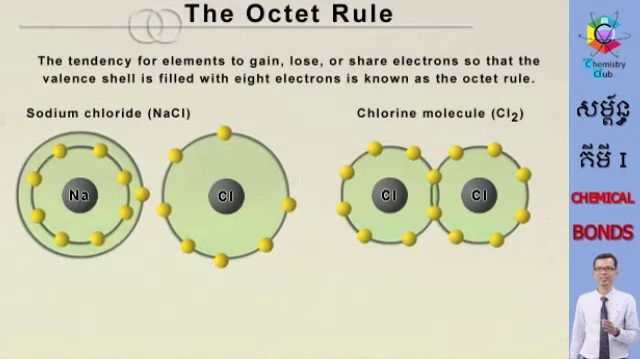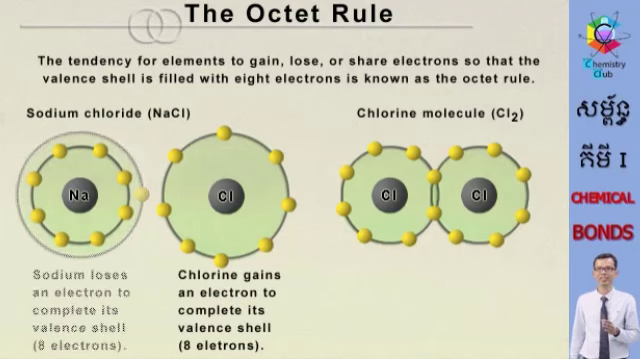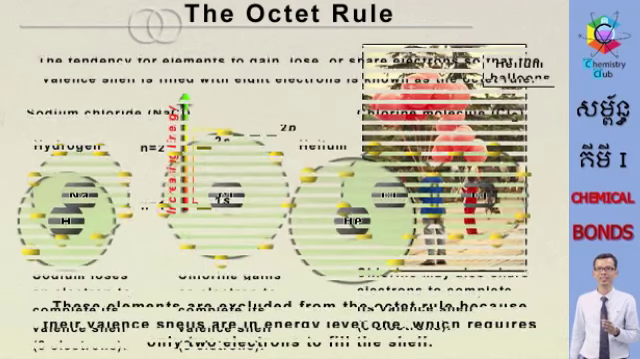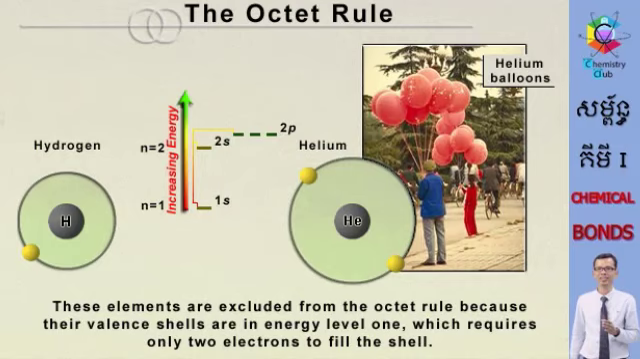The tendency for many elements to gain, lose, or share electrons so that the valence shell is filled is known as the Octet Rule. It is called the Octet Rule because the filled valence shell of these atoms contains 8 electrons, and an octet means set of 8. Hydrogen and helium are excluded from this rule because their valence shell is in energy level 1, which requires only 2 electrons to fill the valence shell. Reference to the Octet Rule will be made often during discussion of the 3 types of bonds.